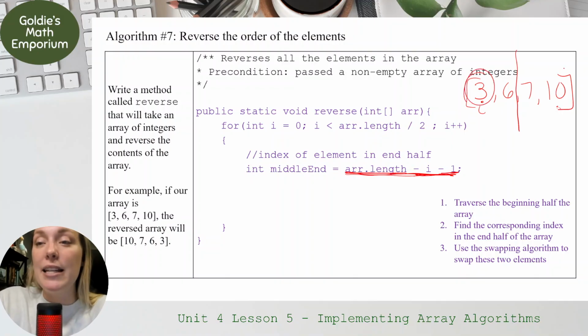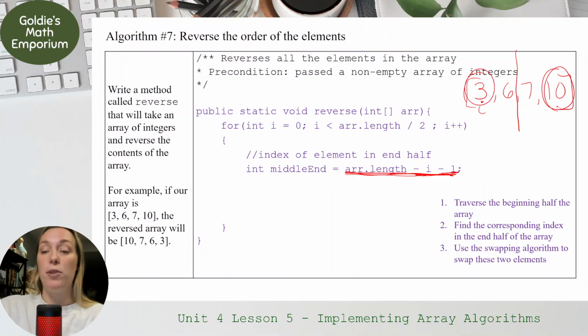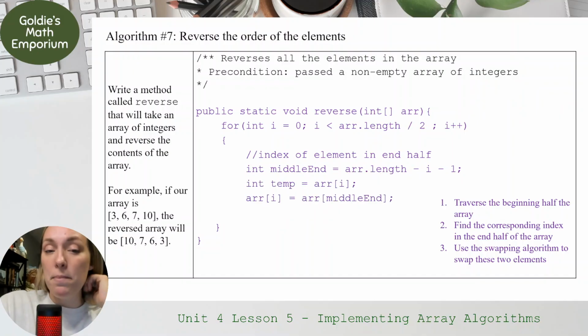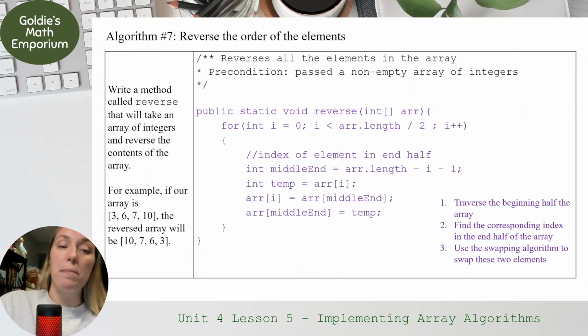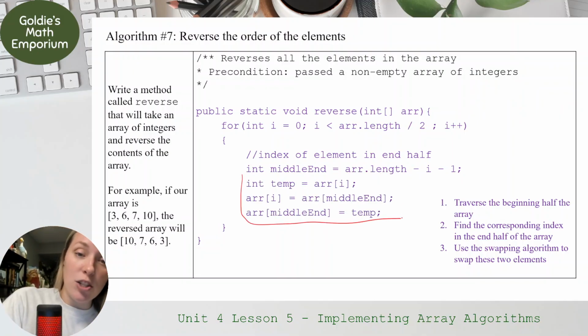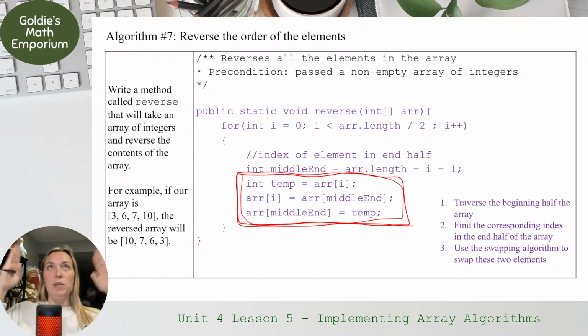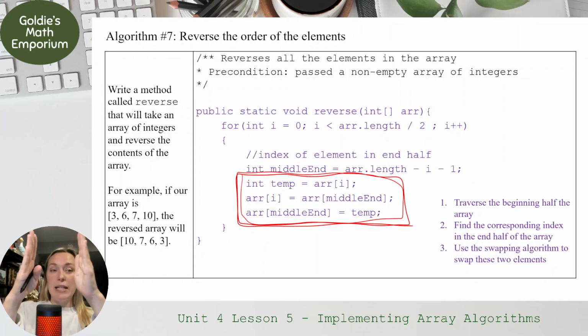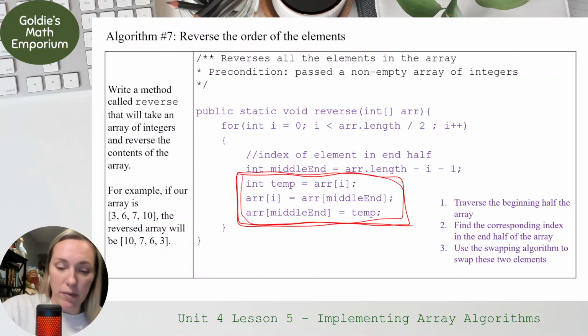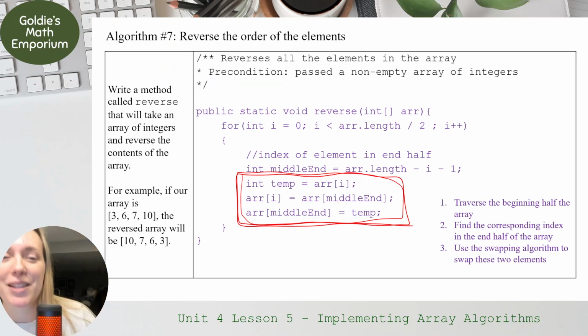Now what do I want to do? Well, now that I have this index and this index, I want to swap those two. So I'm going to store a temp, and swap and swap. This right here is the swapping algorithm we just talked about. And then we move on to the next one. So we started with 3 and 10, swapped them. Then we go 6 and 7, swapped them. And for longer arrays, you just move in, and by the time you get to the end, everything has been swapped.